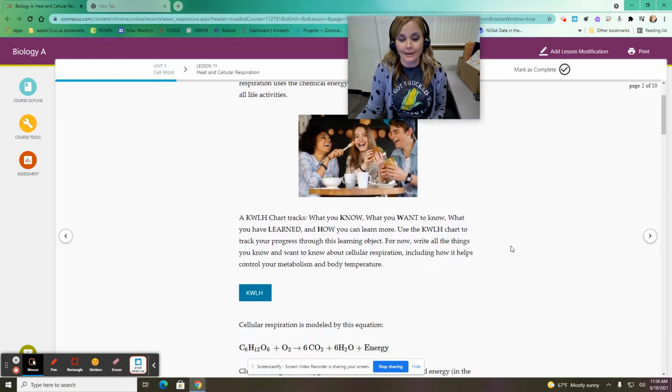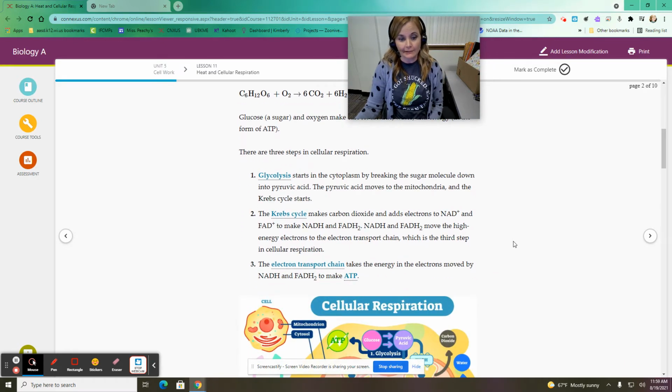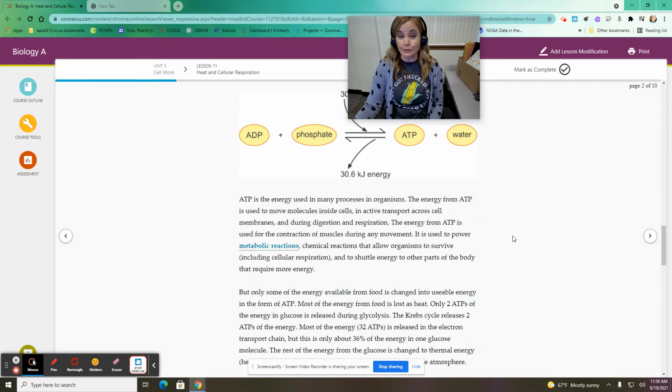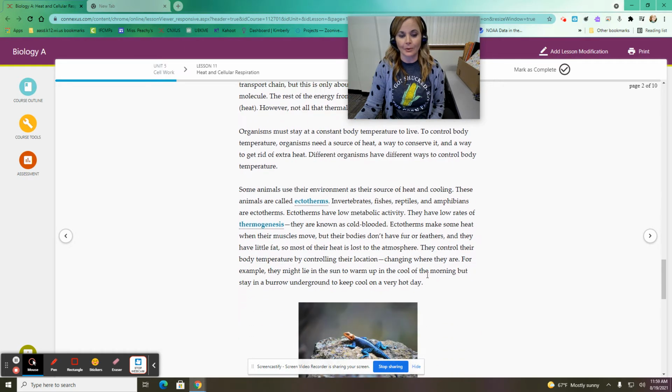However, as a living thing, we do need heat. We need to stay warm to stay alive, right? So the heat that is generated in some of these energy transfers can be used to help us stay warm as organisms. So energy from ATP is used for the contraction of muscles during any movement. And it's also used to power metabolic reactions, which are chemical reactions that allow organisms to survive, which include cellular respiration. That's a type of metabolic reaction, and to shuttle energy to other parts of the body that require more energy.